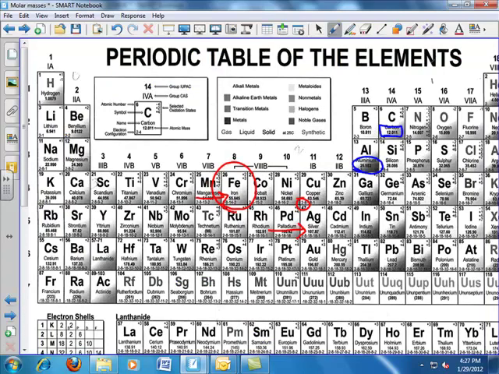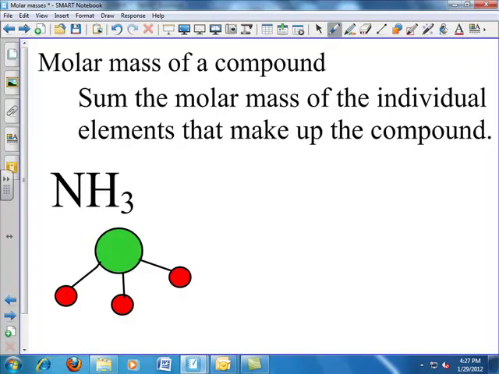Now, what we're going to look at is the molar mass of a compound. The molar mass of a compound is the sum of the molar mass of the individual elements that make up the compound. So I have ammonia here. Ammonia is NH3. What we're going to do is look up the molar mass of nitrogen. And on your periodic table, that molar mass is 14 grams per mole.